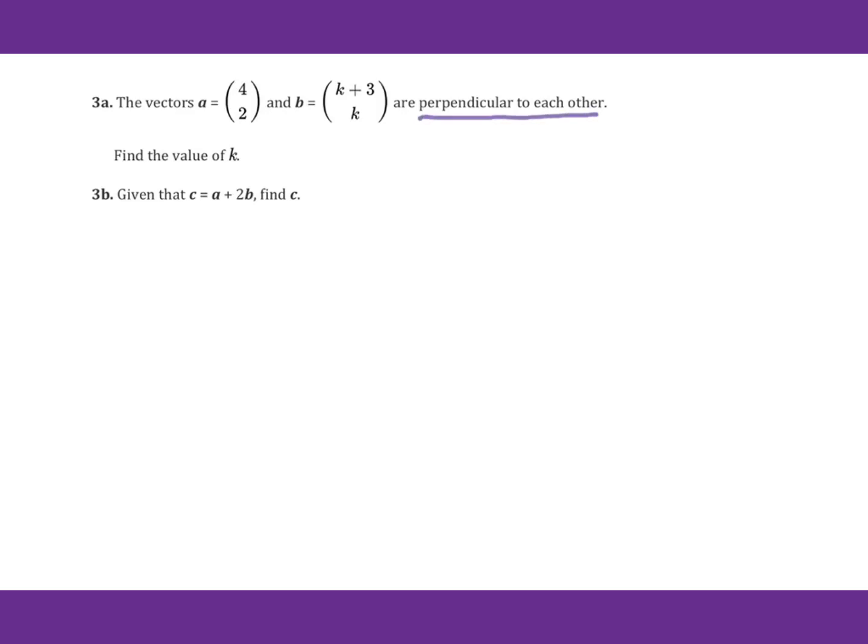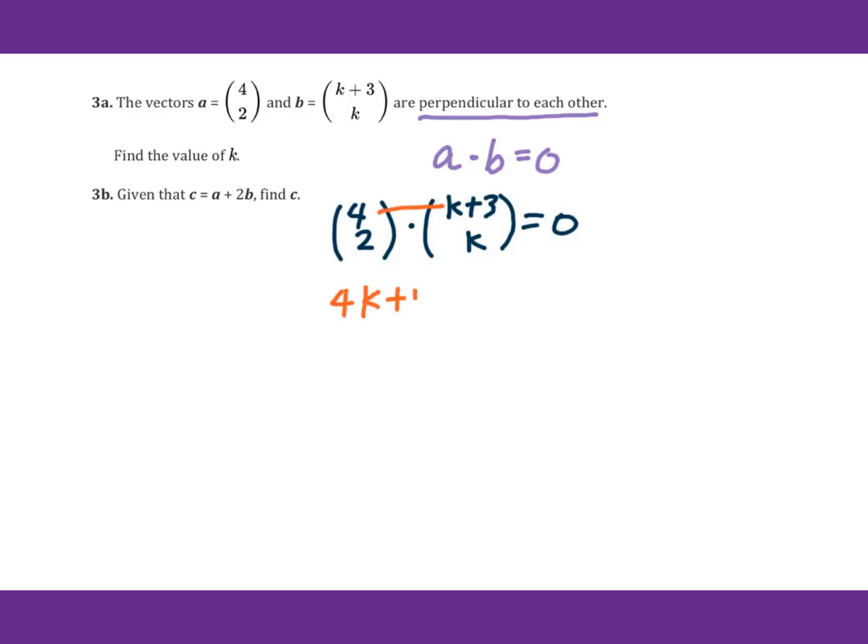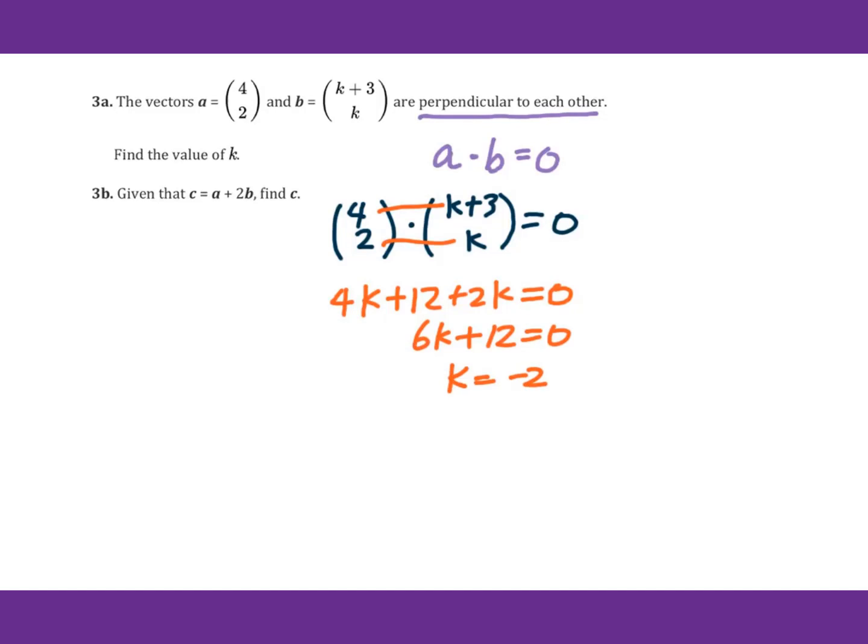For 3a, the vectors a equals this and b equals this are perpendicular to each other, which means a dot b equals 0. Find the value of k. We will set up 4, 2 times k plus 3, k equal to 0. Multiplying these, you get 4k plus 12 plus 2k equals 0. So 6k plus 12 equals 0. Therefore, k equals -2.